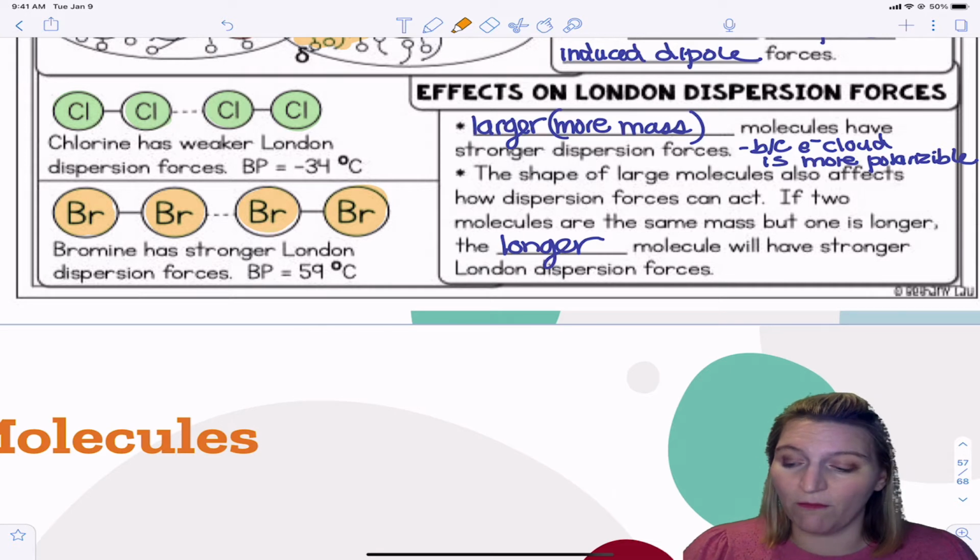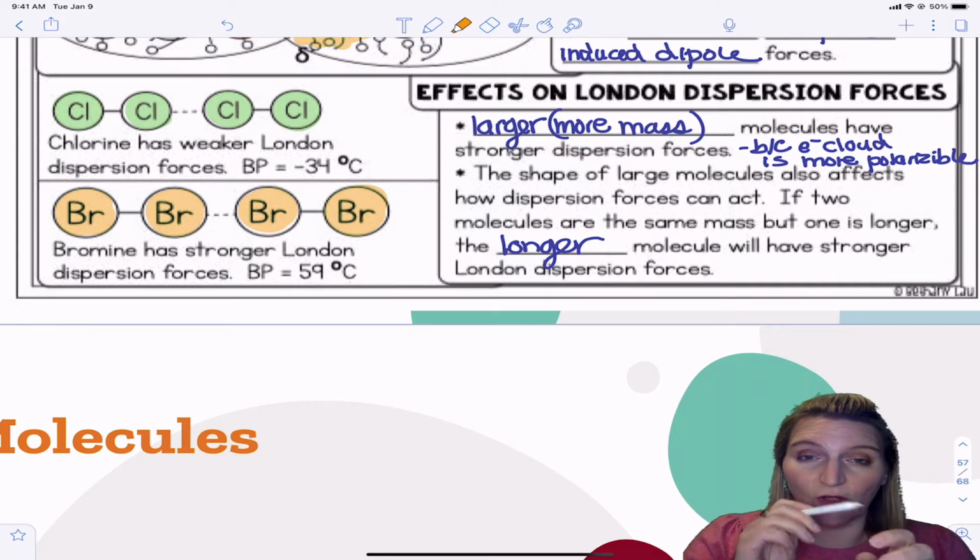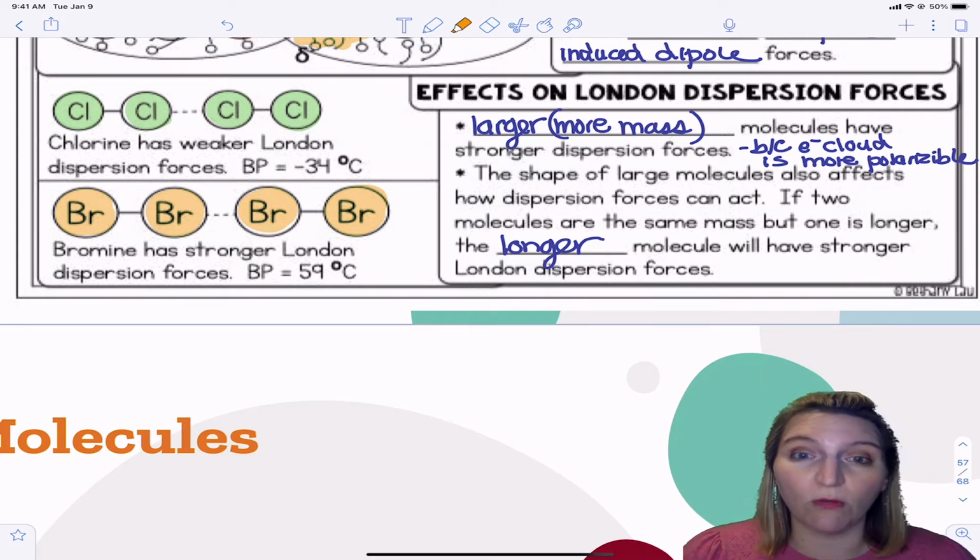The shape of a molecule can also affect how these London dispersion forces act. If two molecules are about the same mass, but one of them is longer, so maybe shaped more like a straight line as opposed to a circle, that would also be more polarizable. So therefore it would have stronger London dispersion forces.